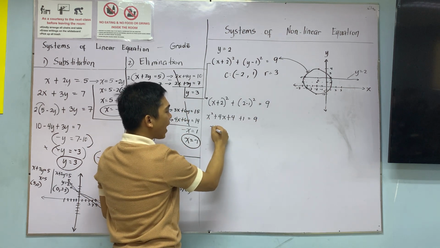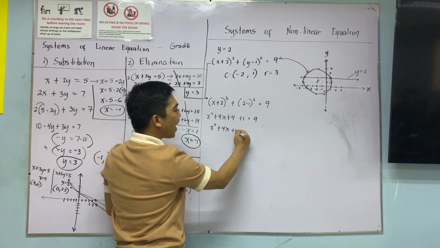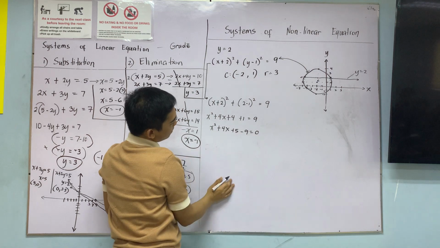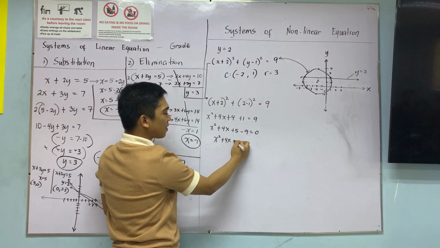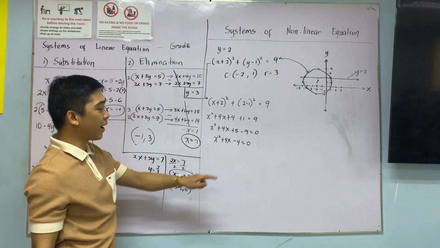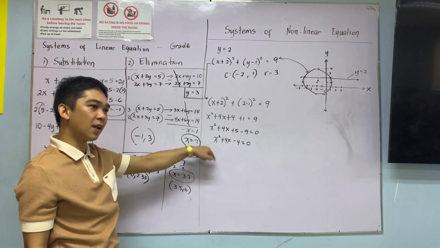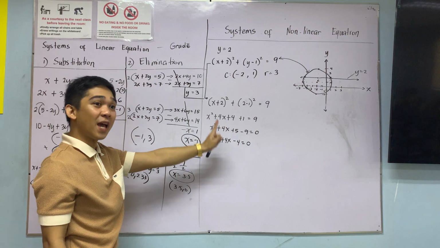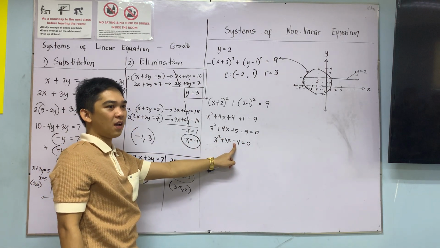Now, we have x squared plus 4x plus 5. Plus 5, o ilipat na si 9, minus 9 is equal to 0. X squared plus 4x minus 4 is equal to 0. Is this a perfect square binomial? X squared plus 2. No! Si PSD laging perfect sa third term. Tama?